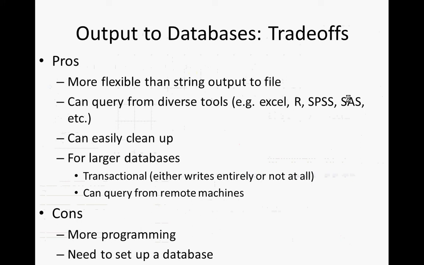Output to databases has a bunch of advantages. It's more flexible than string outputs to files. You can query it from diverse tools, including R, SPSS, SAS, etc., from Excel. You can easily clean it up. You can delete whole series of rows at once, for example, if you discover they were written out using an erroneous model or a version of the model that's no longer of interest. And for larger, more robust databases, these things can be transactional. What I mean by that is it either is entirely output to the database or not at all.